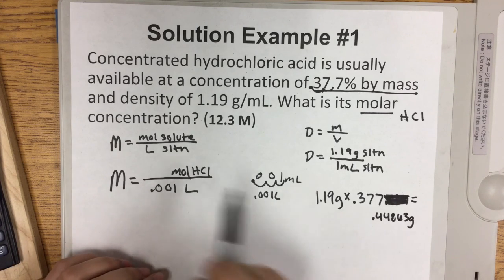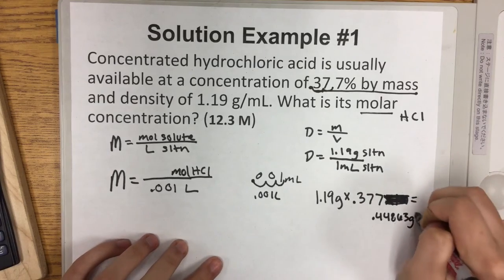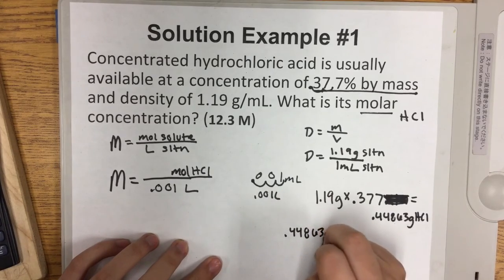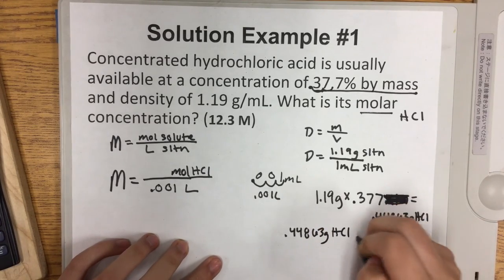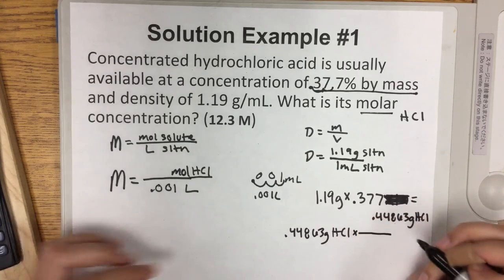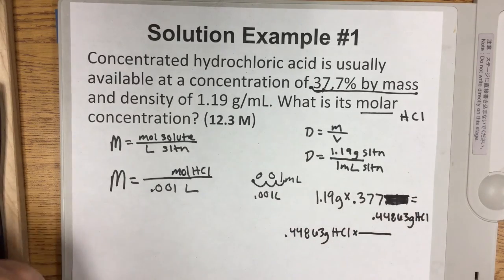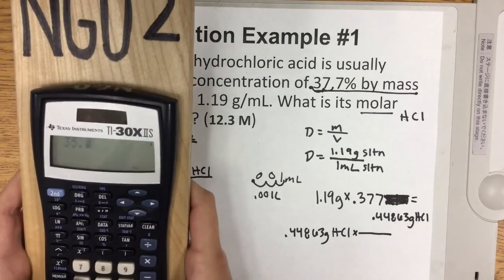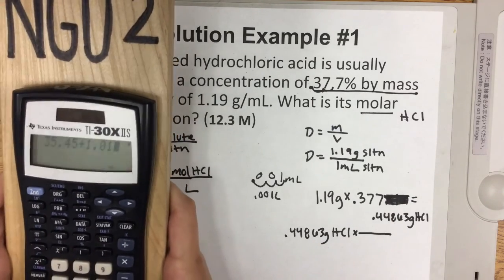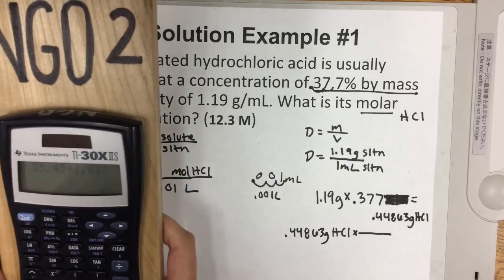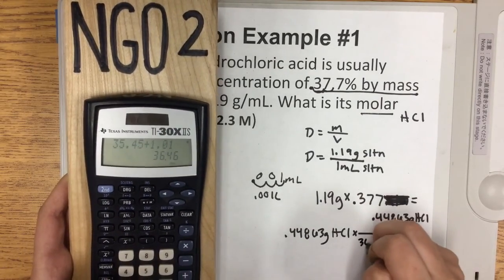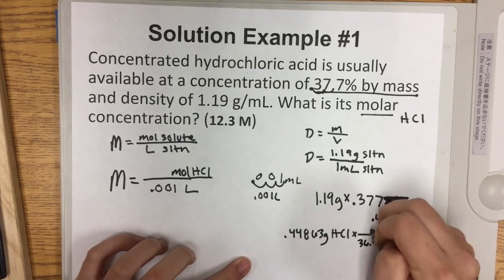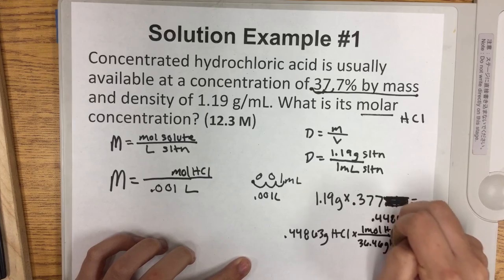But we're still looking for moles, not grams. So now we need to take the 0.44863 grams of HCl and convert it into moles. If we get a periodic table, we know that 35.45 plus 1.01 is the molar mass of HCl. So we have 36.46 grams of HCl per 1 mole of HCl.